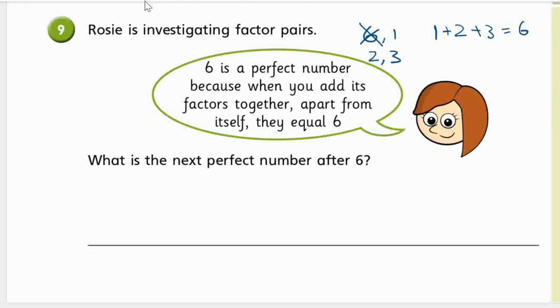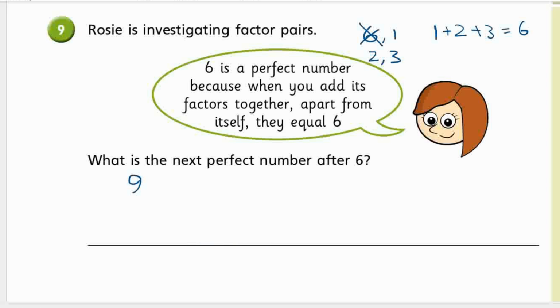Let's try then. Well, of course we can't do it with 7 because 7 is a prime number. Let's try it with 8. Okay, 8. So what are factors of 8? Well, of course we've got 1, 2, 4, and that's it, right? Well, that doesn't work because that gives you 7.